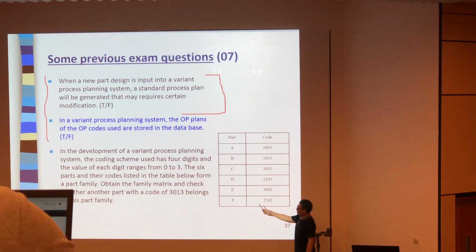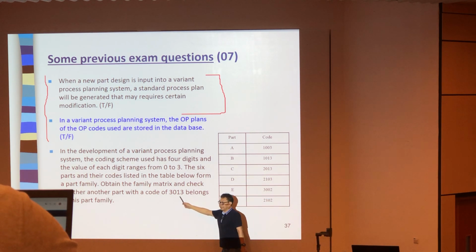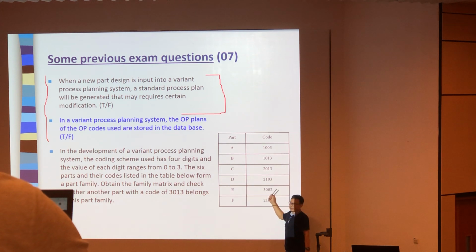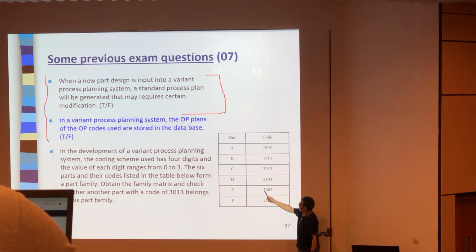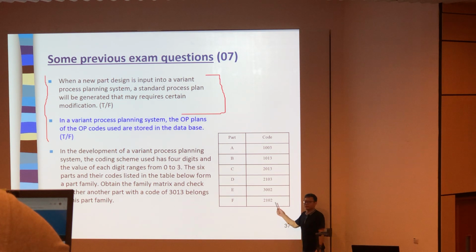You just match each digit, see whether it exists in those members' codes. First one is 3. You find that 3 is here. Then 0, 1, 3, 1, 3. So 3013. With or without the matrix, you know that this 0, 1, 3 actually belongs to this.